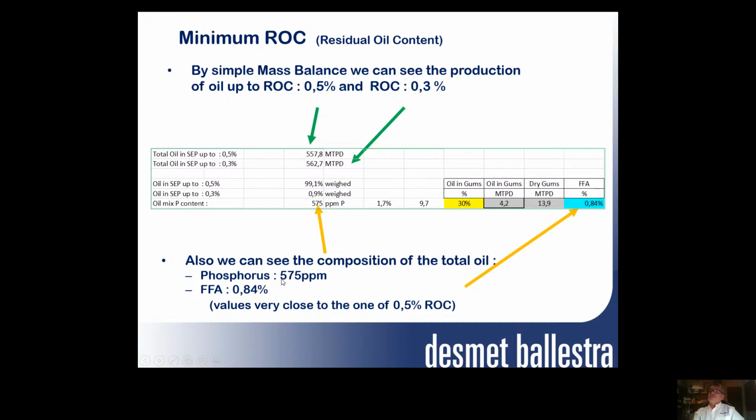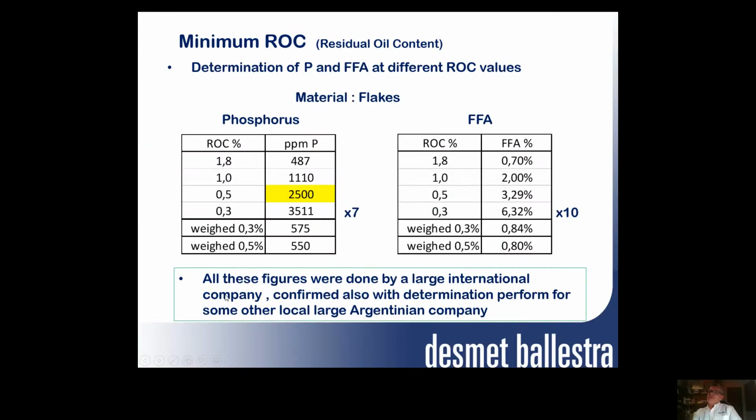Instead of 550, we have 575 ppm of phosphorus, and instead of 0.8, 0.84% of free fatty acid. Correct? So these are the different levels of phosphorus content when extracting to 1.8, to 1, to 0.5, to 0.3 residual oil content. These are the figures we use. But we get all these figures naturally with the amount of oil extracted at each of these residual contents.